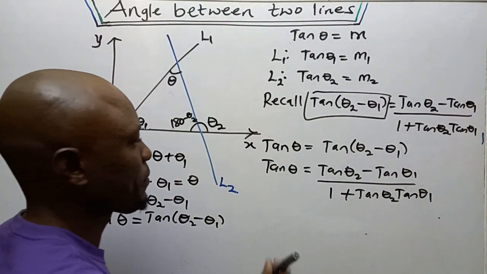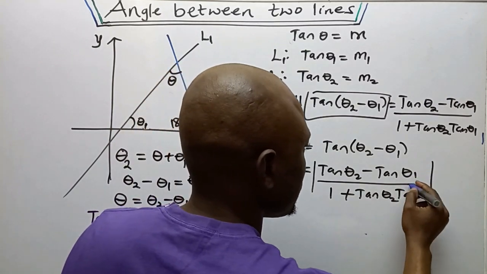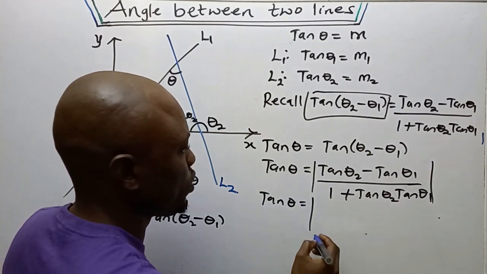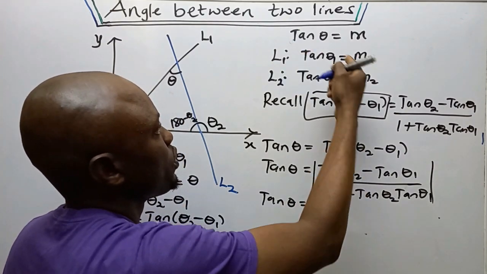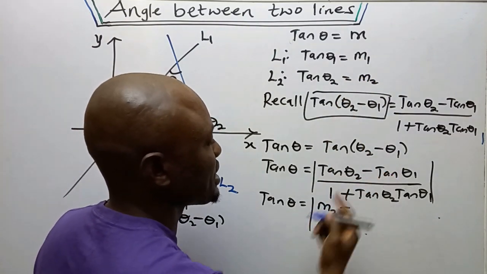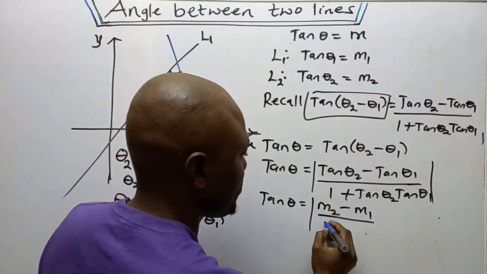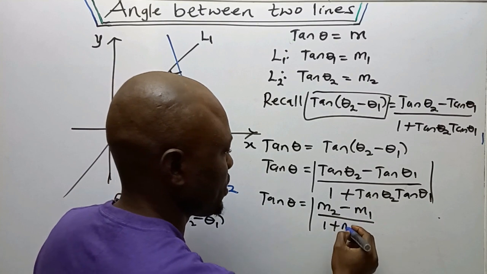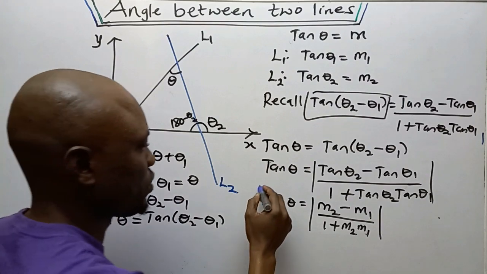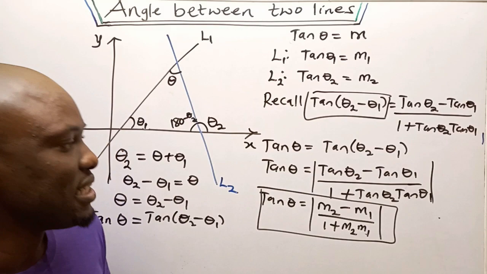Now, finally, I can put the absolute value of all of this. So finally, tan theta will be, with tan theta sub 2 representing m sub 2 and tan theta sub 1 representing m sub 1, m sub 2 minus m sub 1 divided by 1 plus m sub 2 m sub 1, the absolute value of that. So this is the angle between two line segments. So it's just a proof.